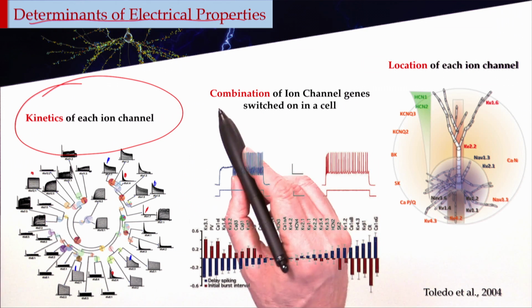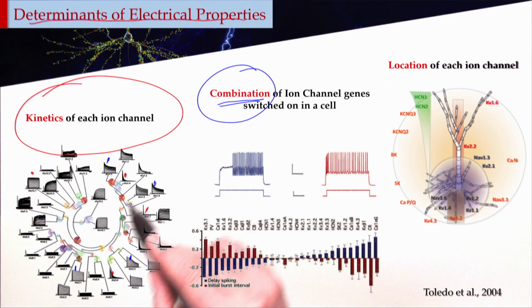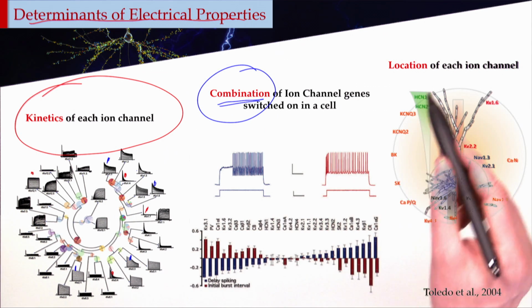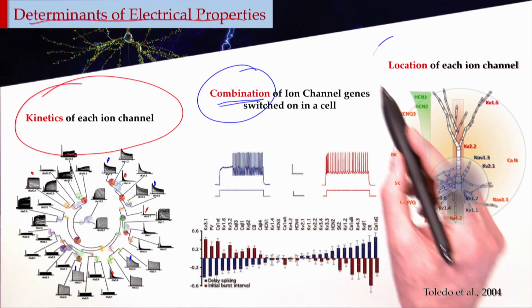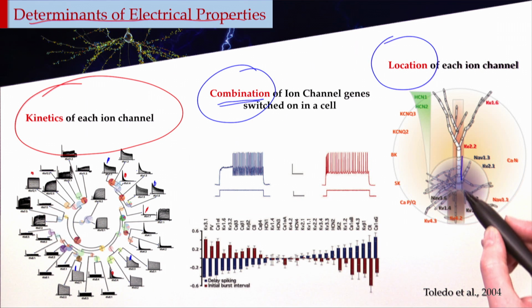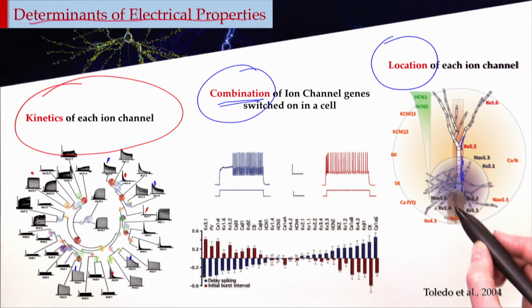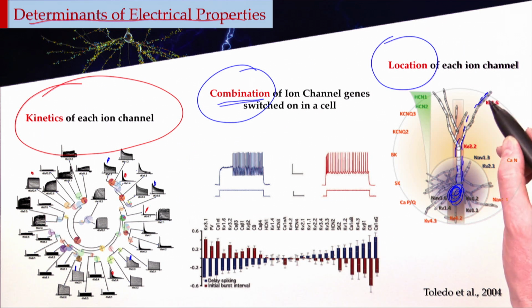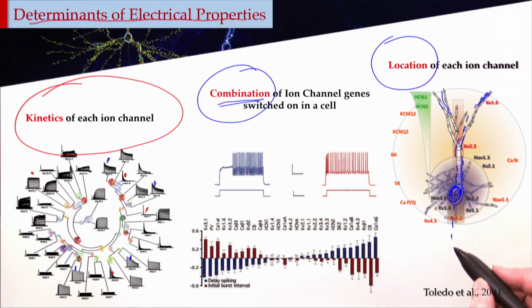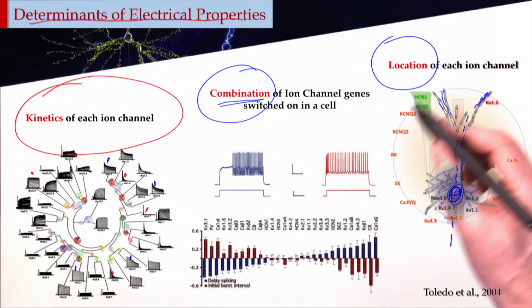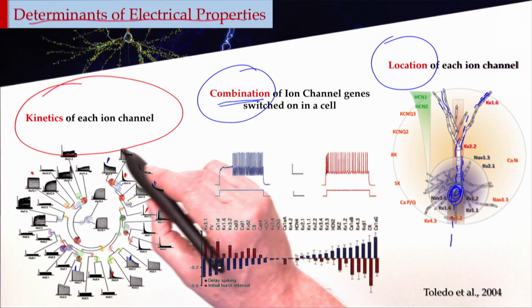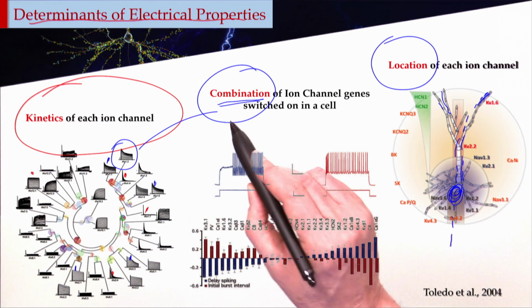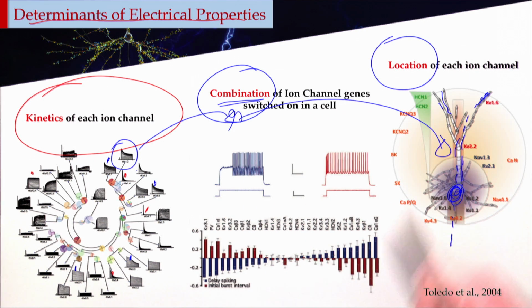So it depends on this combination, and it depends on the specific kinetics, and then it also depends on the location. Where is this channel located? Some channels are located only close to the cell body. Other channels are located much more out in the dendrites. Other channels are located more in the axon. And so if you know what the kinetics are, the combination of kinetics, and you know where they are, you are very close to doing very little to stimulate a single neuron.